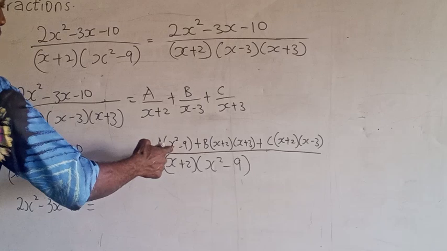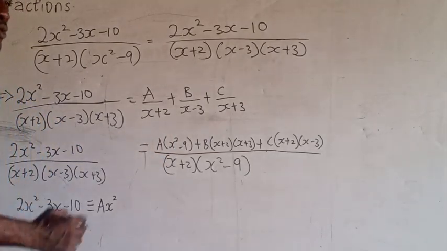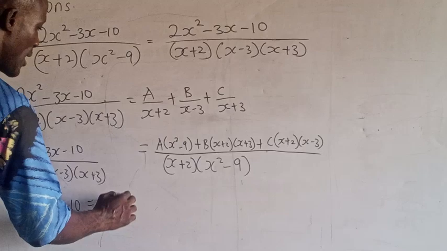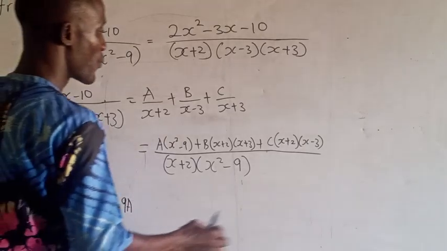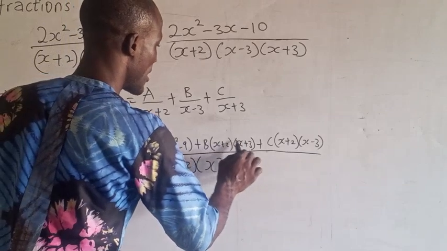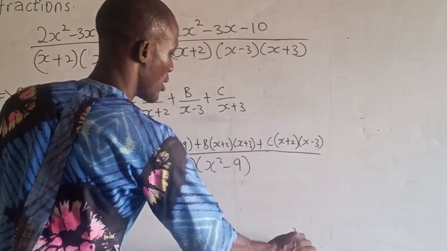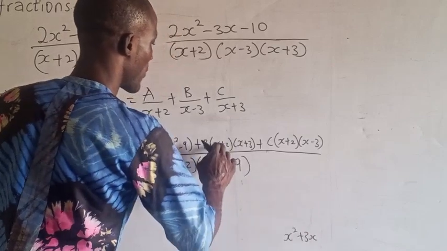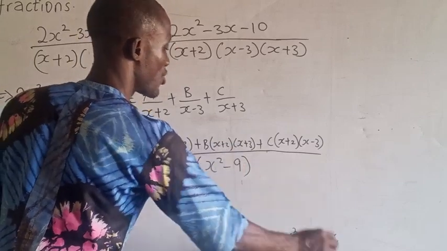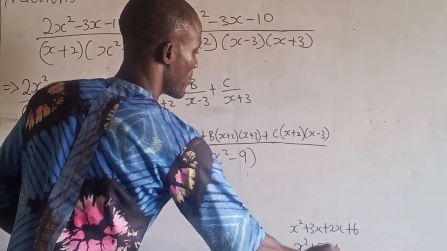That's going to give us A times x squared, that is ax squared. I want you to follow me carefully. A times minus 9, we have minus 9a. Now, let's quickly open this bracket here. x times x, that is x squared. x times plus 3, that is plus 3x. Plus 2 times x, plus 2x. Plus 2 times 3, plus 6. So that we are having x squared plus 5x plus 6.